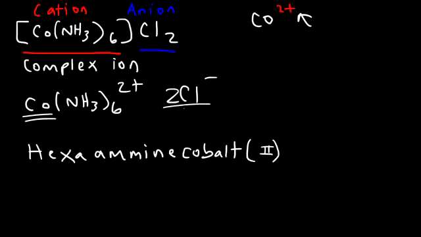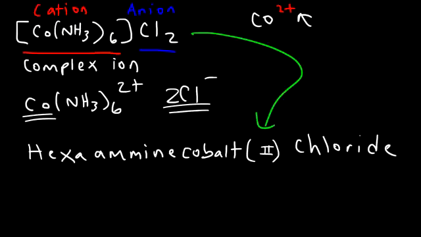And then we can name the anion, which we're going to use an IDE ending. So that's simply going to be chloride. And so that's how you can name this particular coordination compound, hexaammine cobalt(II) chloride. Now let's move on to our next example. You can pause the video and try this one.